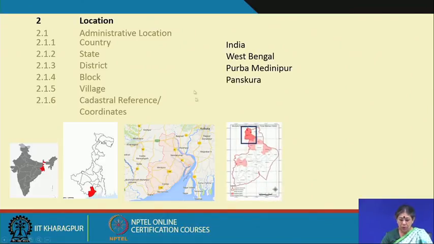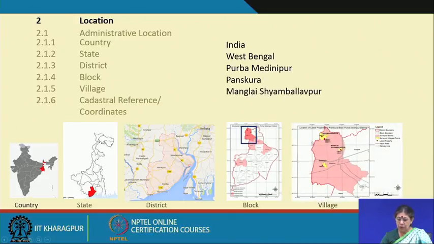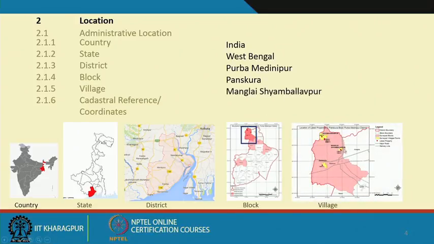So, the block boundary is shown, and then the East Midnapur district where the block is located is shown, and then the village Manglai Shamvallabhpur. Within that, this Manglai Shamvallabhpur is located here, actually on a GIS map we did that. So, the actual location is shown there.